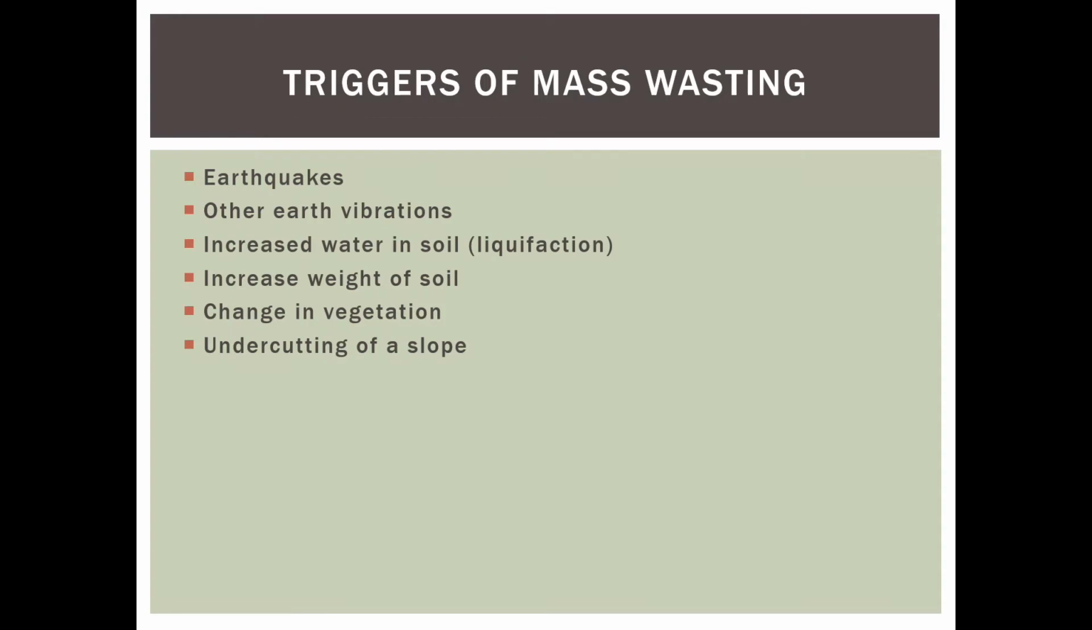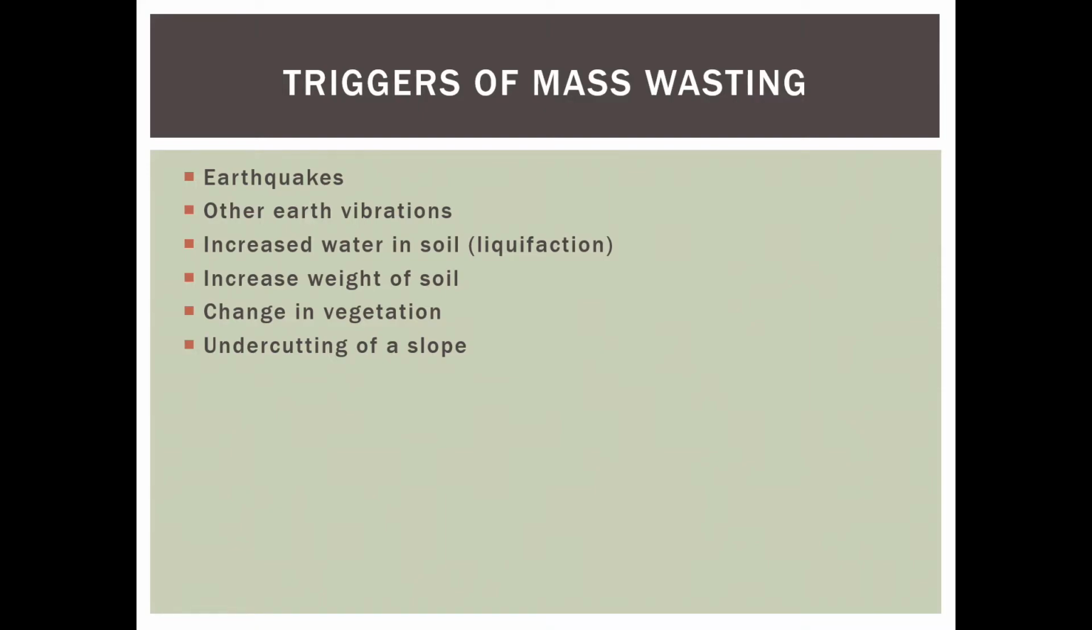What are the triggers of mass wasting? What gets mass wasting going? Earthquakes can trigger mass wasting. It shakes the ground, stuff gets shaken up and starts to slide. Other types of earth vibrations, even man-made vibrations like dynamite blasting and those types of things, can cause mass wasting. As we've already said, increased water in the soil can cause mass wasting.